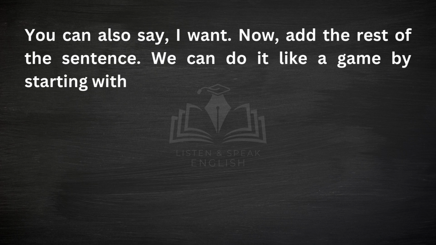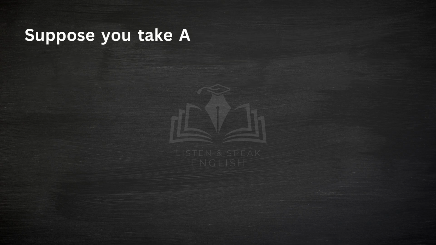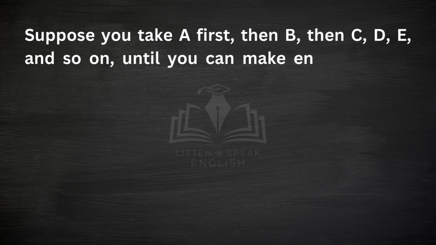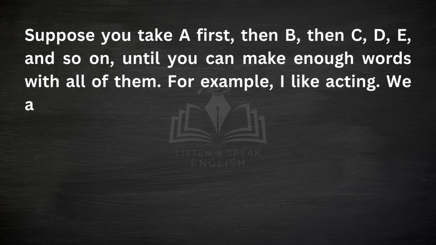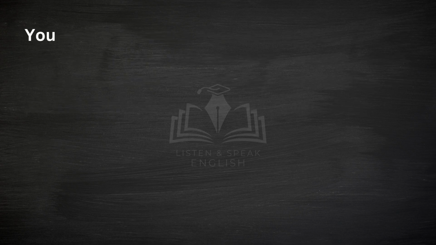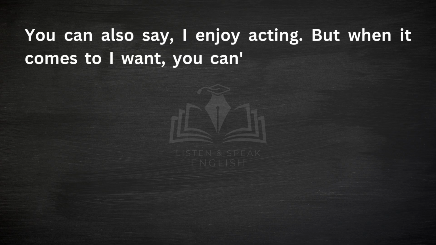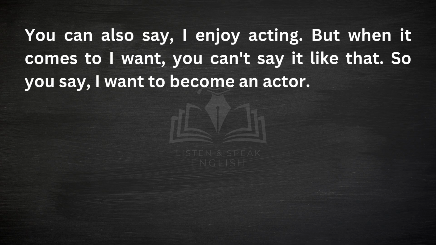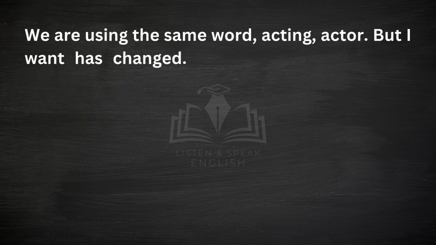We can do it like a game by starting with the arrangement of the alphabet. Suppose you take A first, then B, then C, D, E, and so on, until you can make enough words with all of them. For example, I like acting. We are starting with A, so you say, I like acting. You can also say, I enjoy acting. But when it comes to I want, you can't say it like that. So you say, I want to become an actor. We are using the same word, acting, actor. But I want has changed.